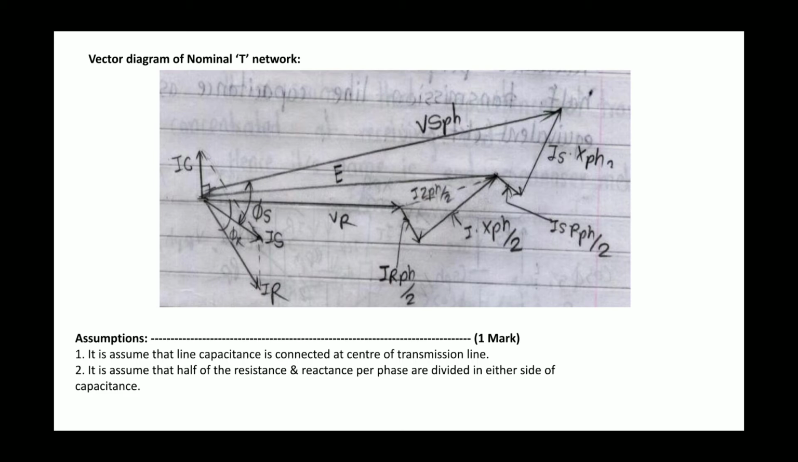So in the exam, every time they ask, for 4 marks or 2 marks, draw the equivalent diagram of the nominal T network and the vector diagram of the nominal T network. And also write down the assumptions of the nominal T network.